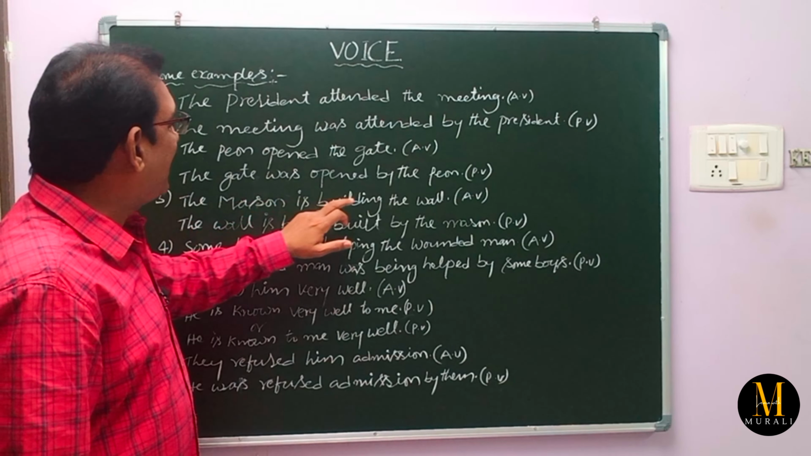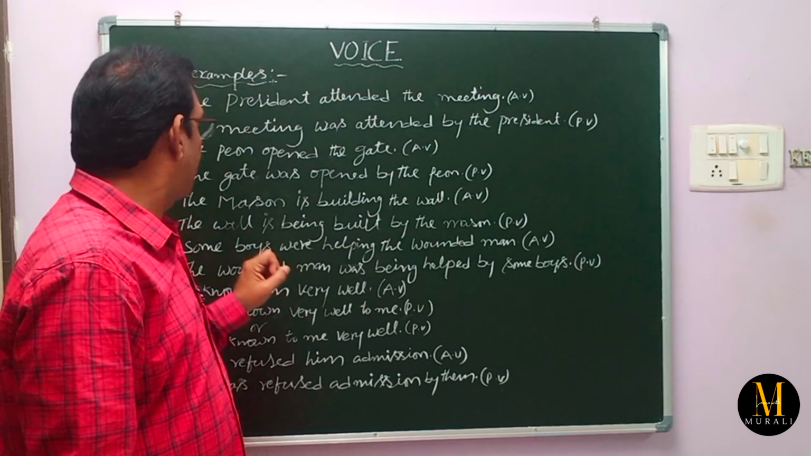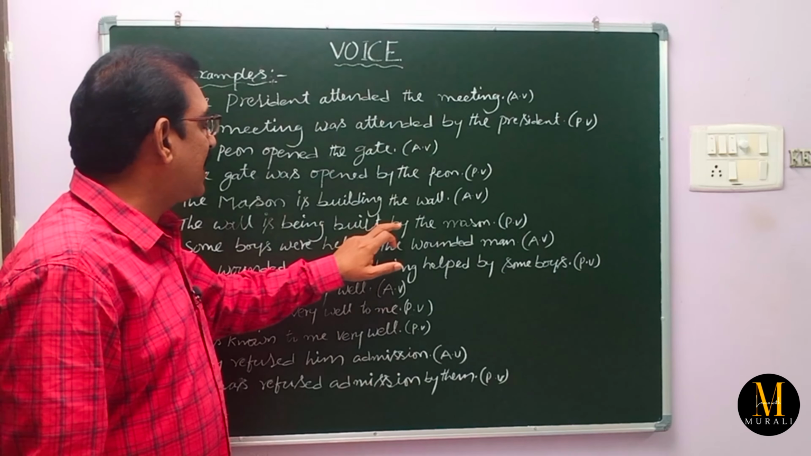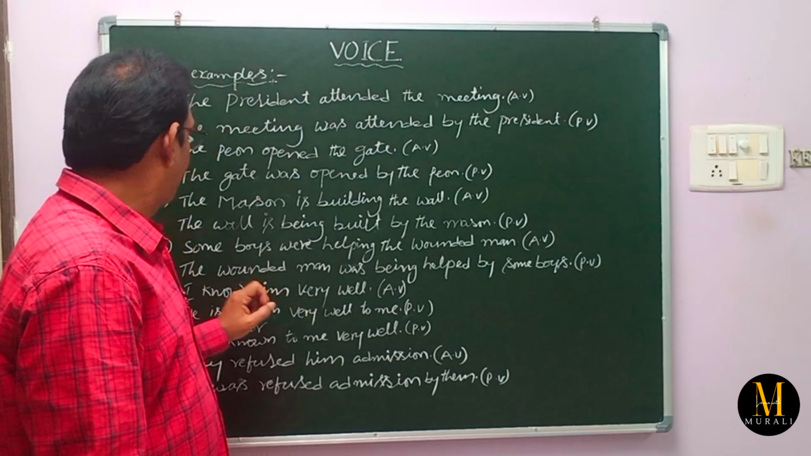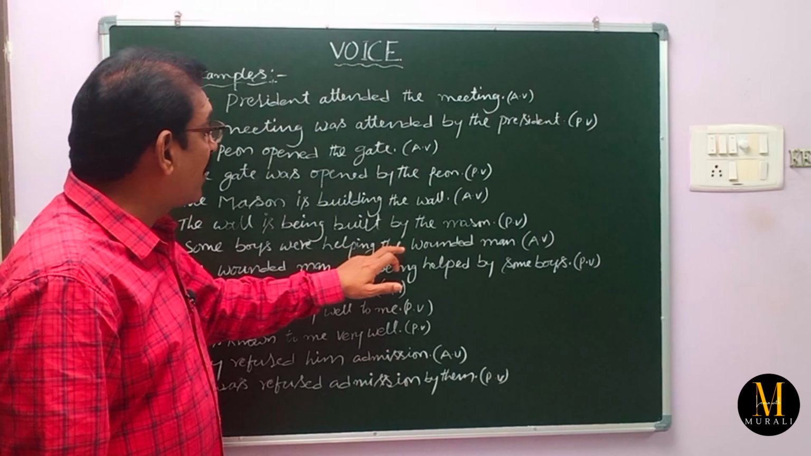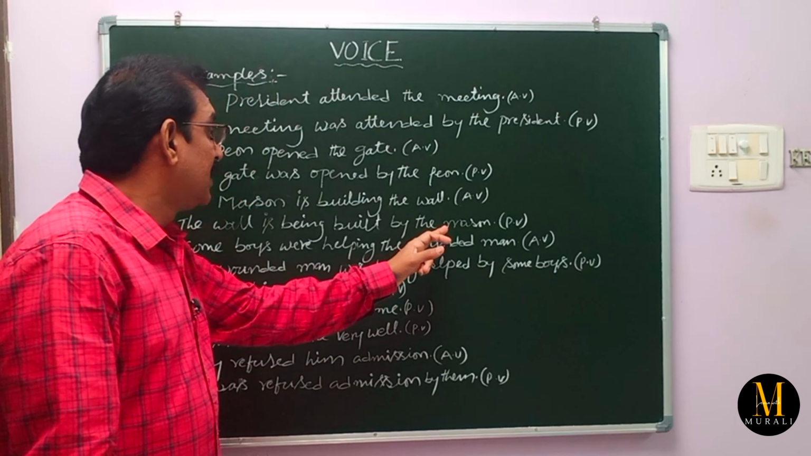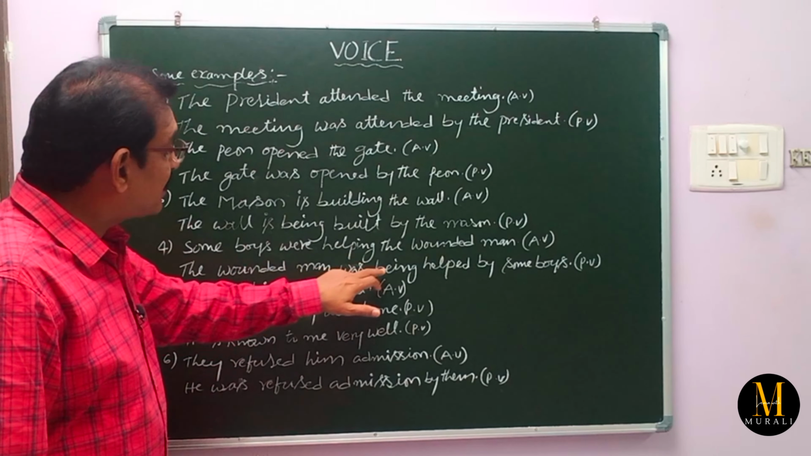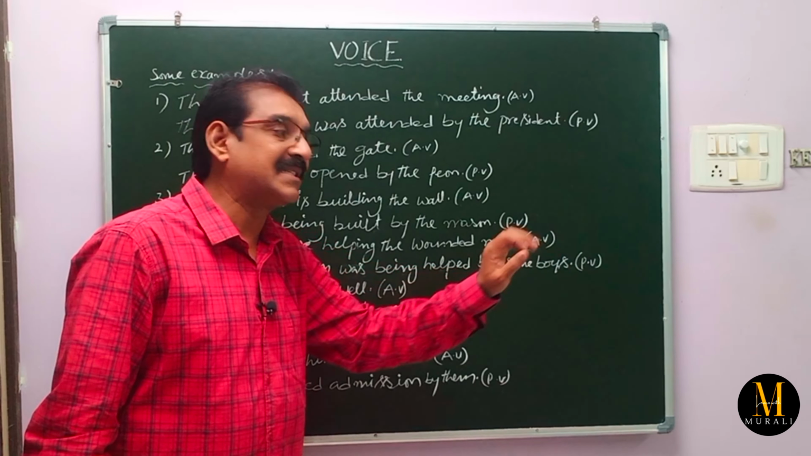The mason is building the wall, active voice. The wall is being built by the mason, passive voice. Some boys were helping the wounded man, active voice. The wounded man was being helped by some boys, passive voice.